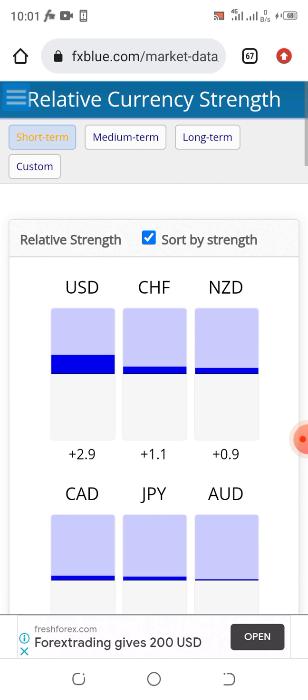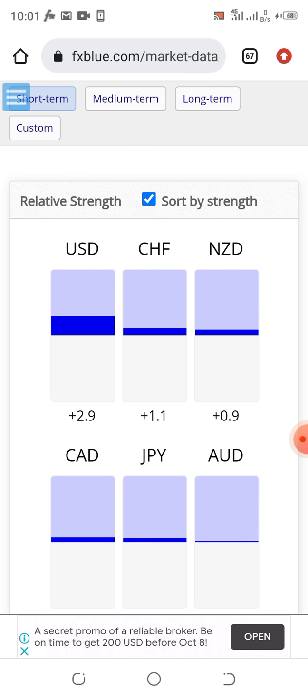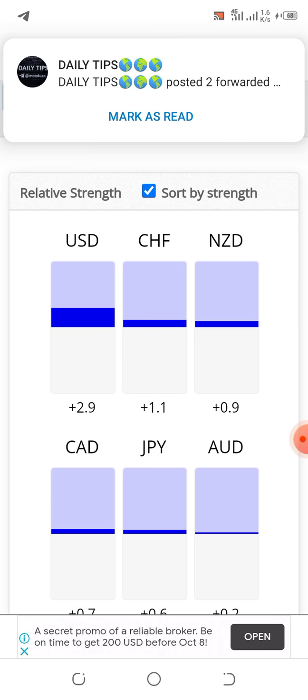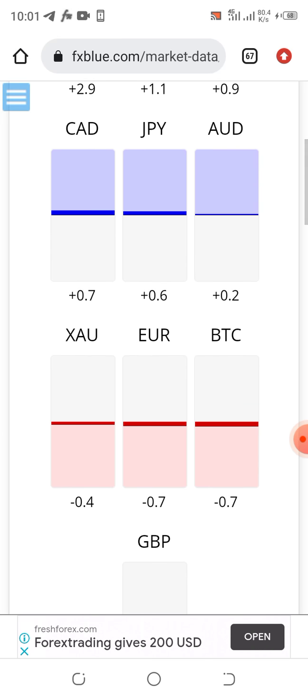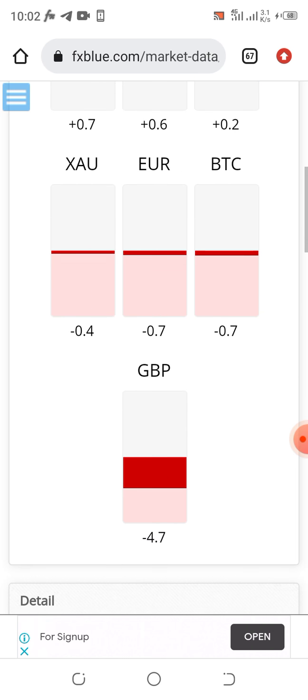Now, as we have already checked the result of our non-farm payroll, we can see that the USD actual result is in green position. Then we check here as well, and we see that USD is also strong, it is plus 2.9. That means we just come and check the pair that we are going to use.